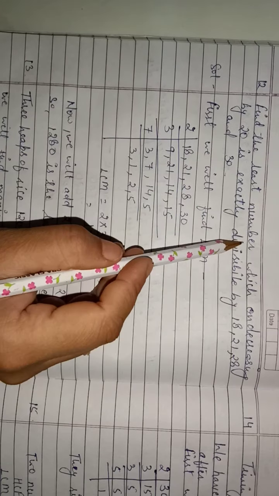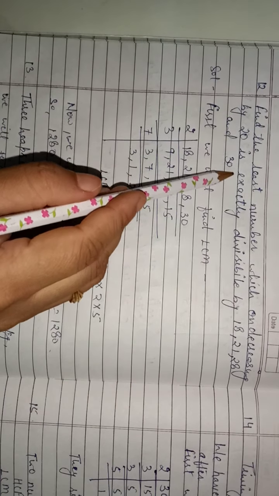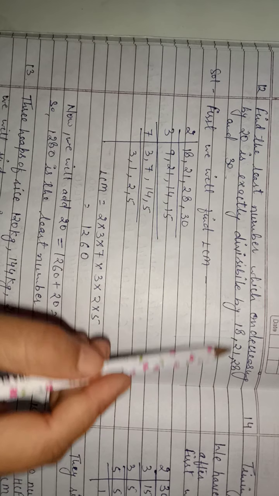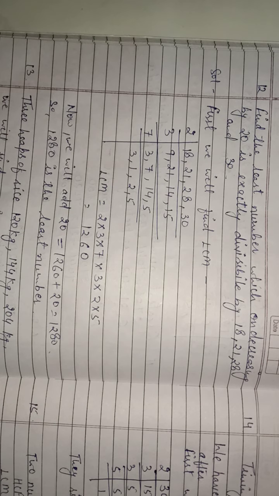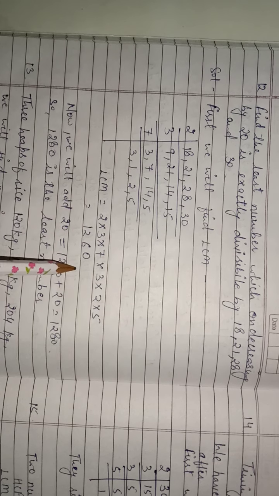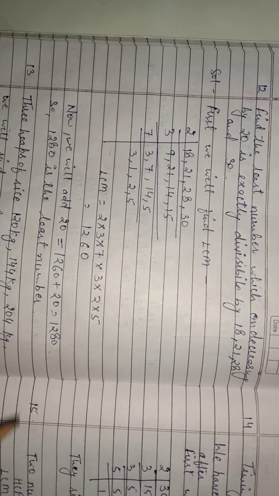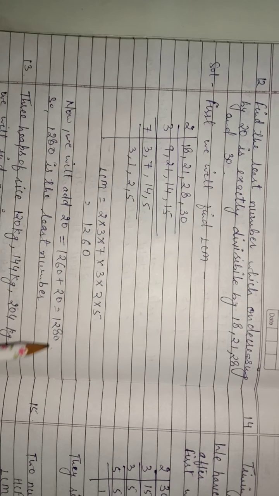So now the next question. We have to find the least number which on decreasing by 20 is exactly divisible by 18, 21, 28 and 30. So students, here we will find the LCM, and the LCM will be 1260, and here we add 20 because after decreasing the number should be divisible. So when we add 20 we get 1280.